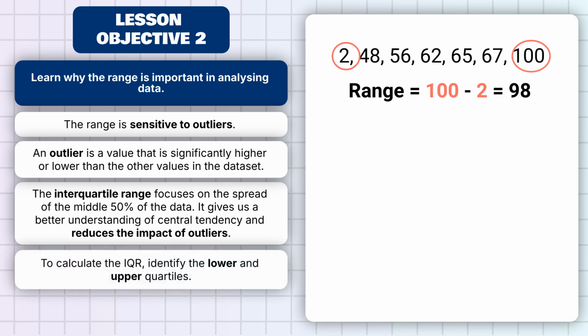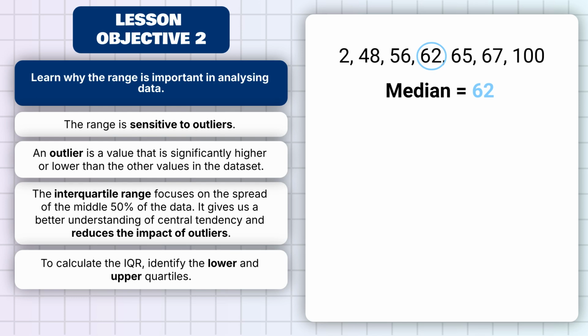To calculate the IQR, we need to identify the lower quartile, Q1, and the upper quartile, Q3. To do this, we arrange the data in ascending order, then identify the median, the middle value. If the number of data points is even, the median is the average of the two middle values.